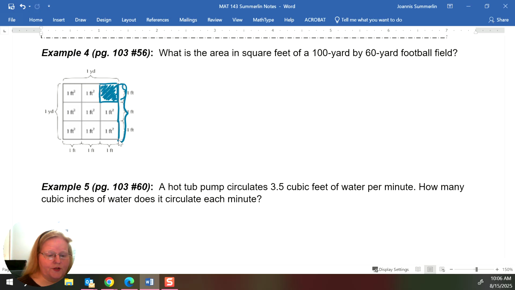Just because there are 3 of these does not mean that 3 feet squared gives you 1 yard squared. You actually have 9 little blocks in 1 yard squared. 9 of them.